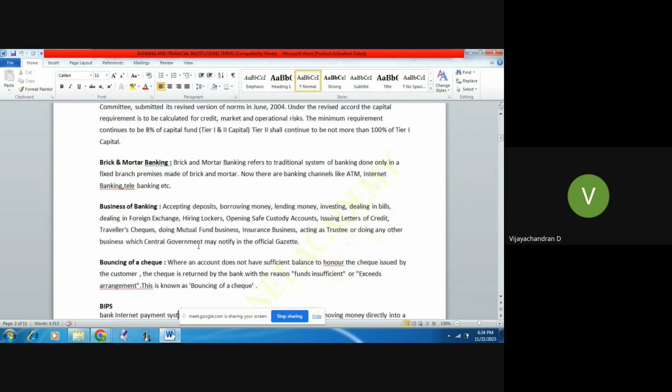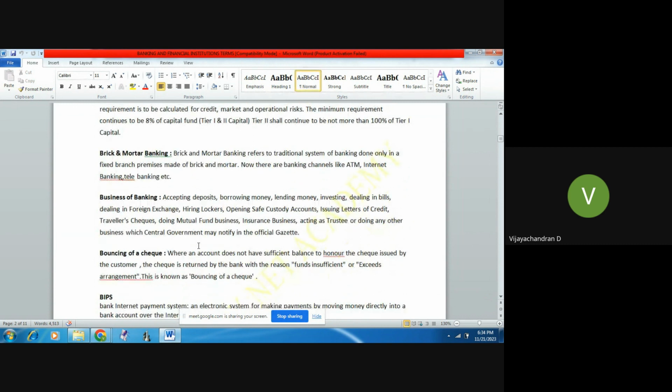So what is brick and mortar banking? Brick and mortar banking is a traditional banking system where only fixed branch premises made of brick and mortar are used, with services like ATM, internet banking, telebanking, etc. So that is known as brick and mortar banking. The keyword I am saying, brick and mortar, means the traditional banking system.